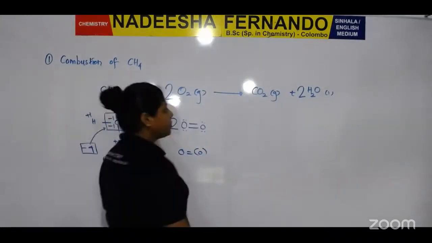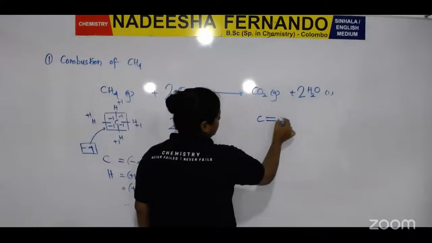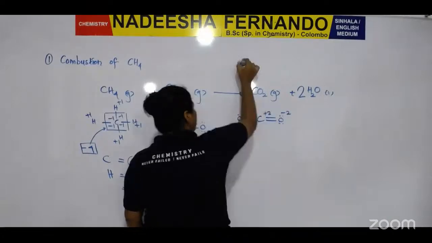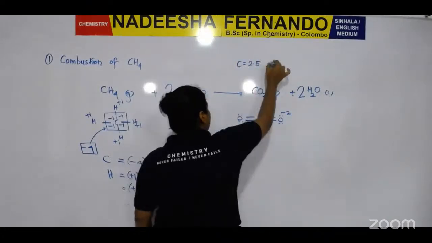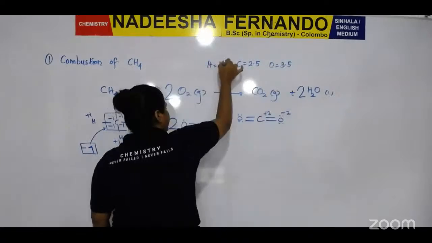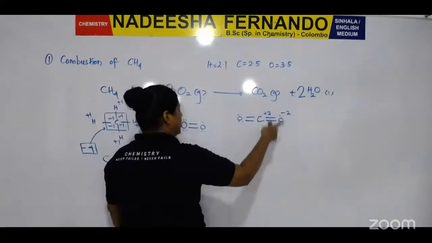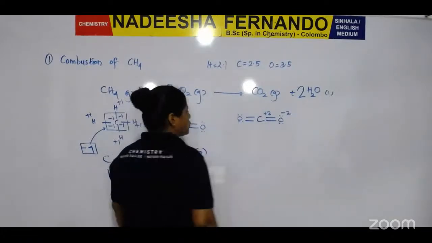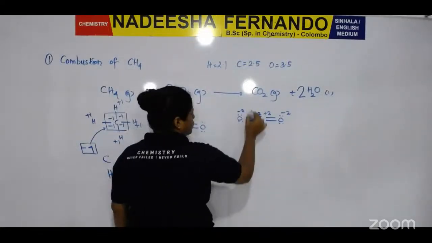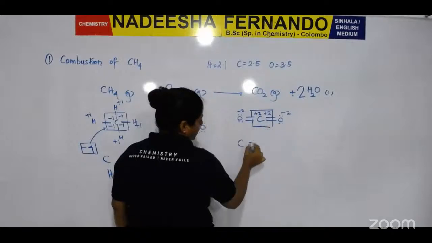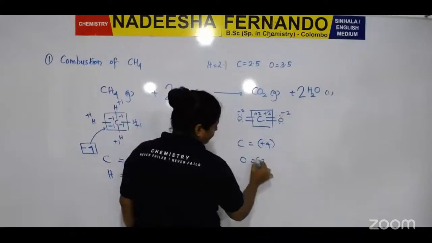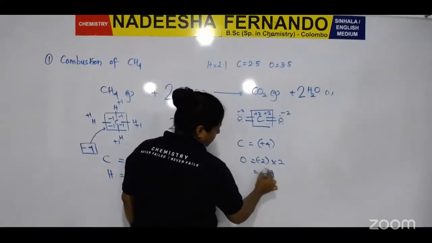Then you take carbon dioxide, CO2. Here -2, +2. Carbon is 2.5. Oxygen is 3.5. Hydrogen is 2.1. Because of the double bond, oxygen takes -2, carbon takes +2. Because of this double bond, +2, -2. So overall charge here is +4. 1 oxygen takes -2. There are 2 oxygens, therefore -4.